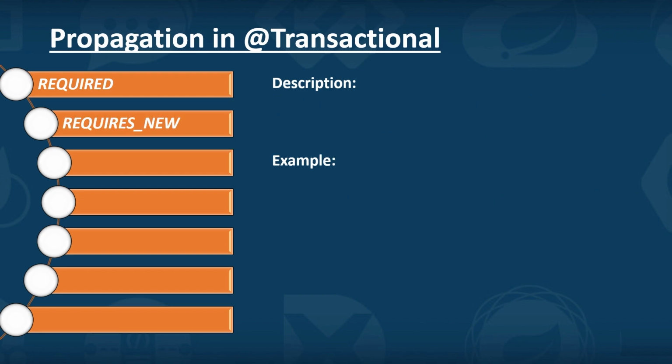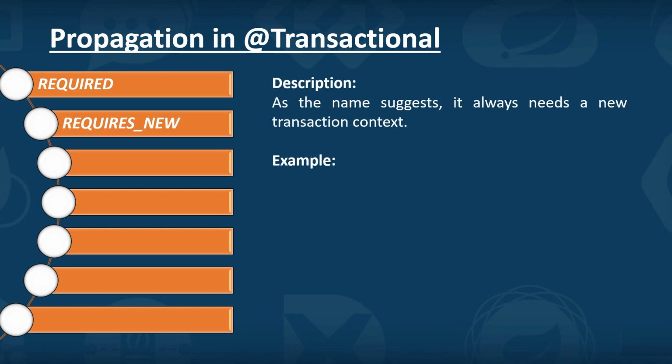The next one is requires new. Let's first try to understand it by the name, then we will see the description. Requires new, I hope, simply means that it always needs a new one, irrespective of whether something is coming from method A or not.